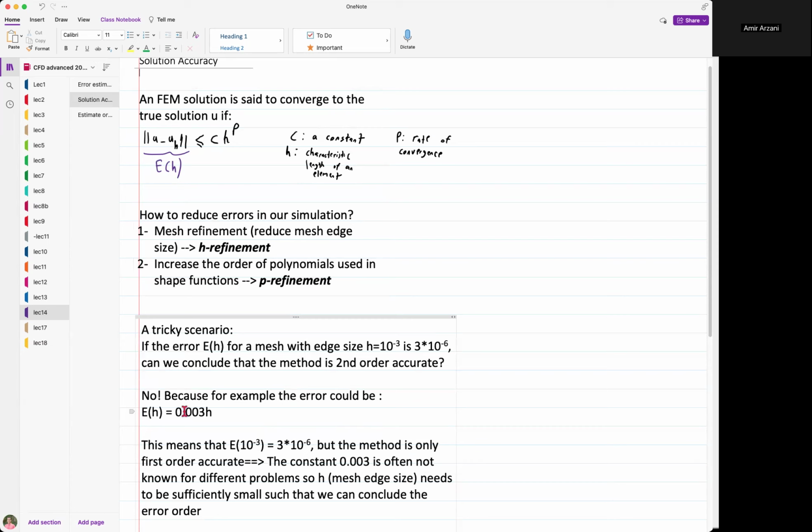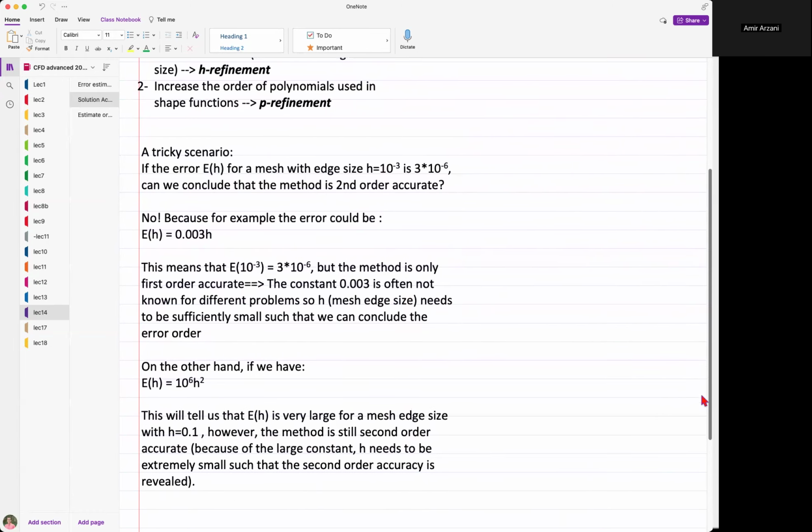As an example, if your constant C, which you don't necessarily know, is a very small value, like in this example here, then even though you might be getting such small errors for this mesh edge size, your scheme, if you look at this case, is really first order. The rate of convergence is h to the power 1. And that's because of this constant, which in this case is pretty small. So for us to really observe the first order accuracy, we need to have a much smaller mesh edge size.